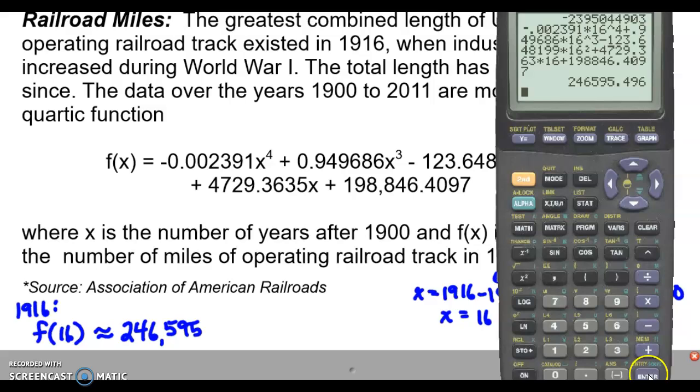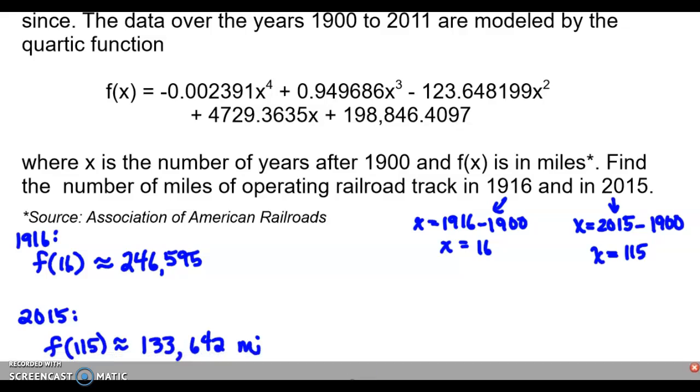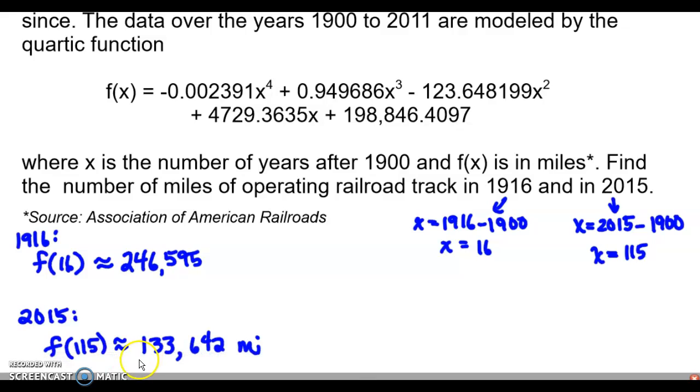All right, so I had done this before, and that's how I found my mistake, but I should have known that there was a problem because the first time I got my number there, did you notice we got a negative? You can't have negative miles of track. So kind of use your common sense to judge whether you're in the ballpark or not for your answers. All right, so for the other one, I will let you do this one on your own, but when I put in 115, I got approximately 133,642 miles of track.